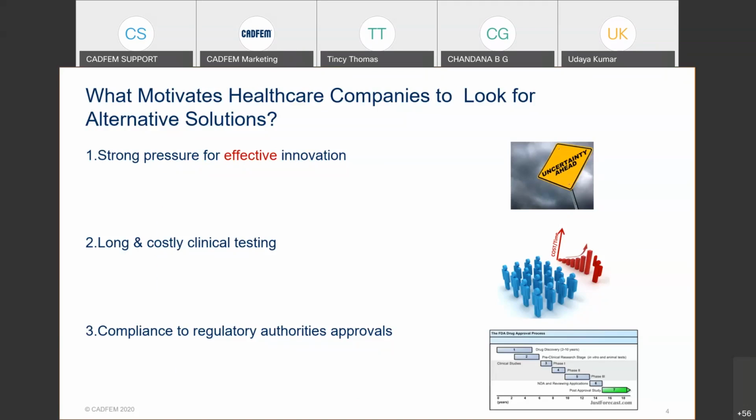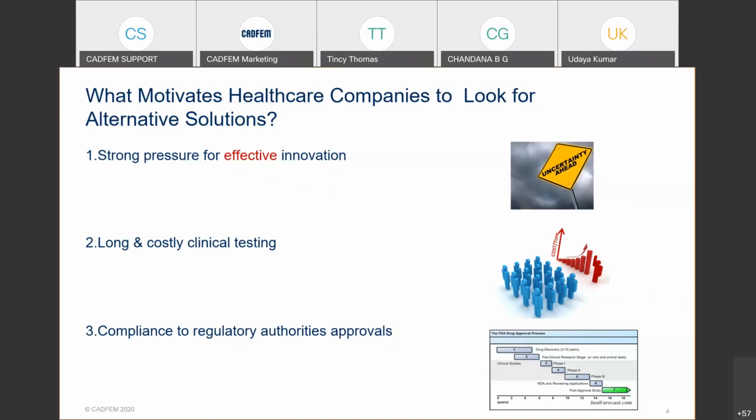The second thing is the long and costly clinical testing. It's a very time-taking process, as you also know from how people are struggling to find the COVID vaccine. Similarly, for every product you bring into the market, before bringing it, you have to be 100% sure that it will work as mentioned and be safe for every person. It's not only for a single person, it should be safe for all people.